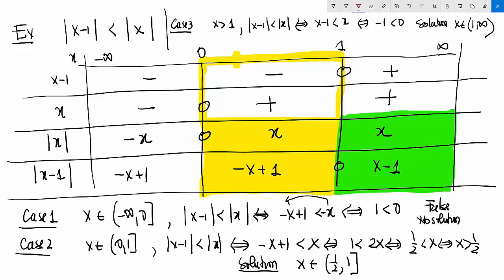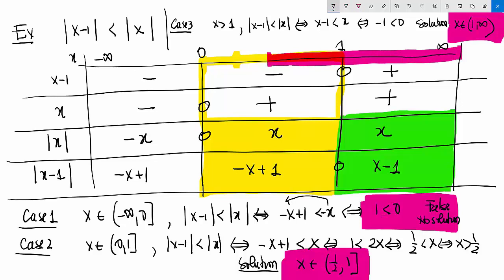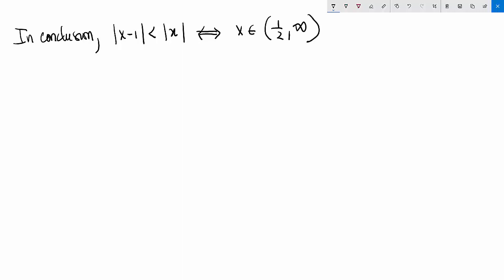All right, so summarizing our findings, we have in the first case no solution. In the second case, when x is in between 0 and 1, we have this, and then finally we have that. So if I had to highlight where we have a solution, if I put 1/2 here, it will be all of this, and of course we will have to exclude 1/2, right? So in conclusion, we have that the absolute value of x minus 1 is less than x if and only if x is in between 1/2 and infinity. So x is strictly bigger than 1/2.